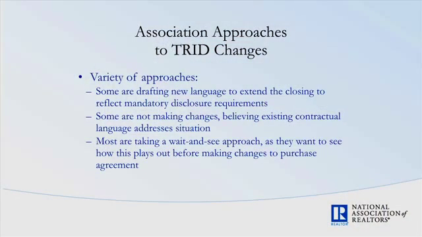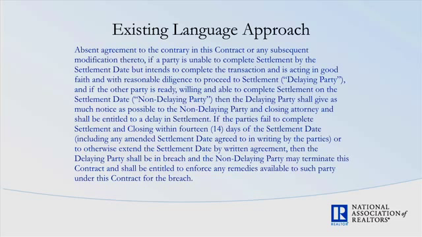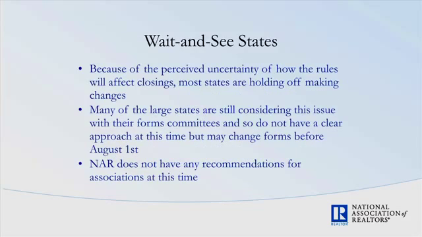A few associations have already considered the changes that need to be made to their forms. Some have made changes to their forms by including language that the contract will be extended if the closing is delayed through no fault of either party. Others have found that their existing contracts adequately cover the delay scenario, as the contracts have already accounted for delays such as these. Finally, many associations have decided to take a wait-and-see approach before adapting their agreements, as they want to see how the new process works before adapting their contracts.